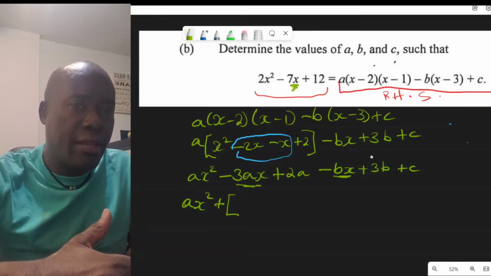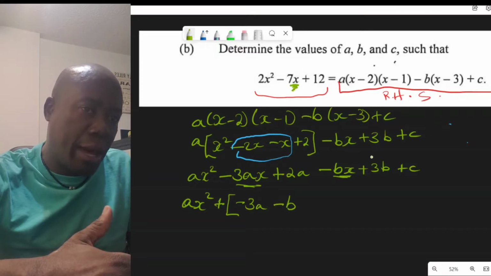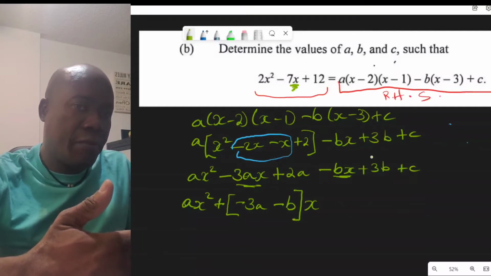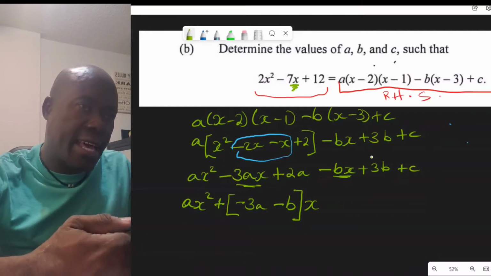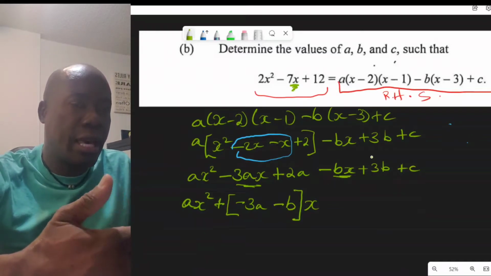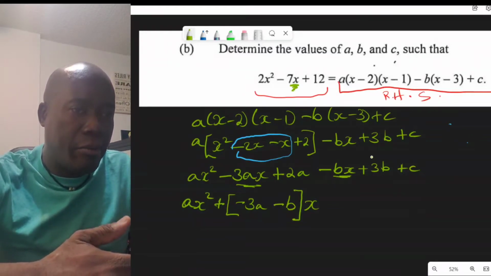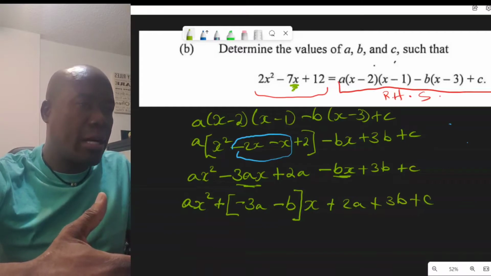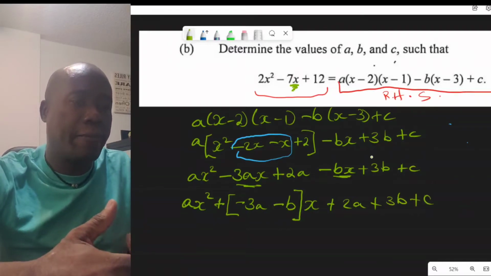So negative 3 with an a and the minus b. I put them together, but I'm factorizing out the x off them immediately. All right? So I'm factorizing the x off the negative 3ax and the minus bx. Put them together because they are attached to the x's. After that, I'll have a plus 2a and a plus 3b and a plus c. So that's my constant term that I have after that.